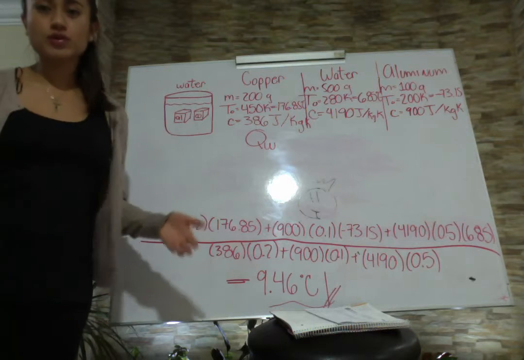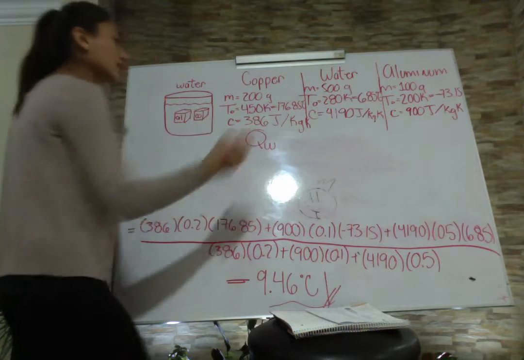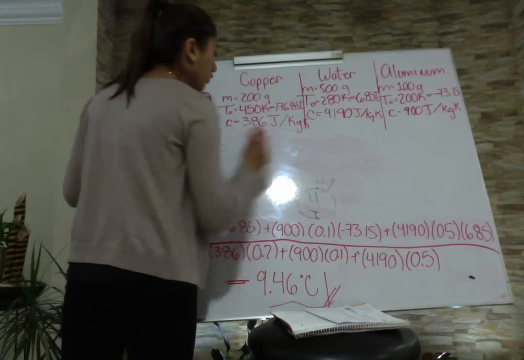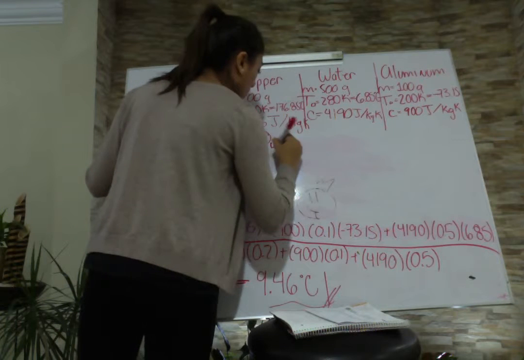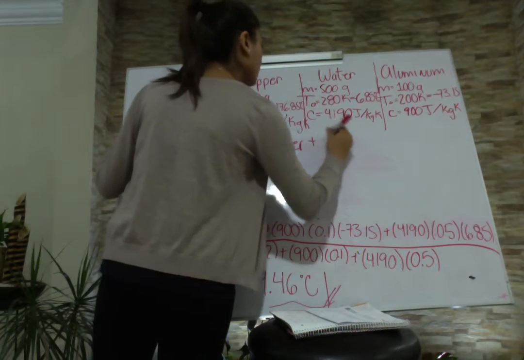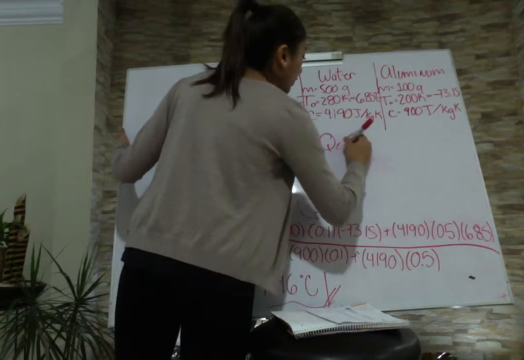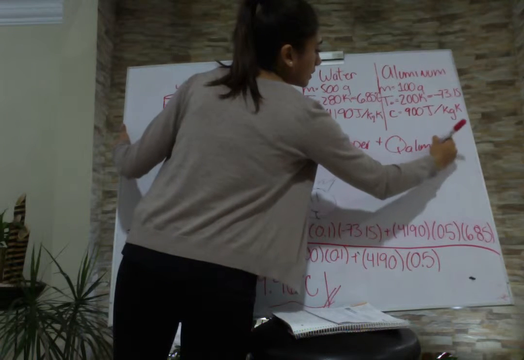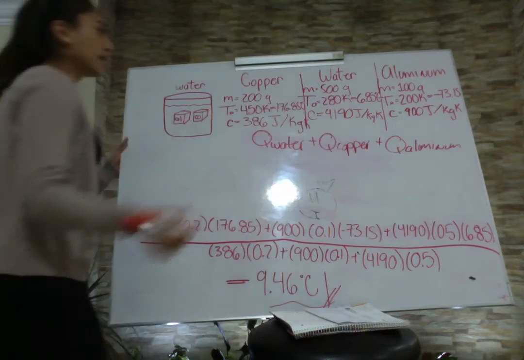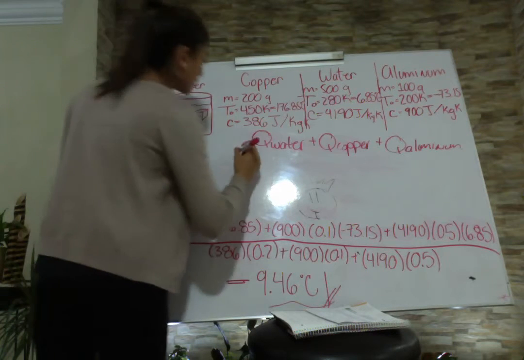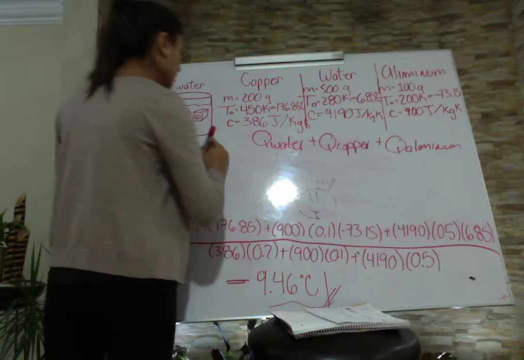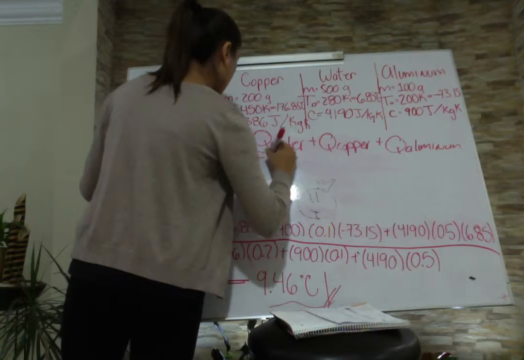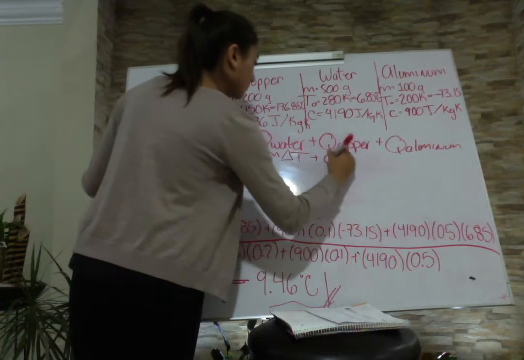So what we have to do is add the heat of each one of these: the heat of the water plus the heat of the copper plus the heat of the aluminum. And this at the same time is equal to the specific heat times the mass times the difference in temperature. And it's the same for the three.